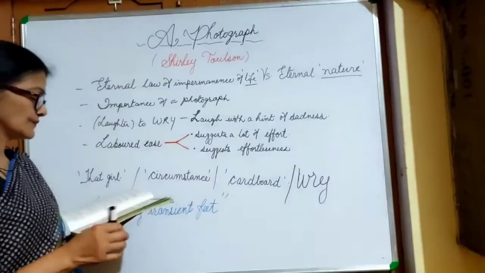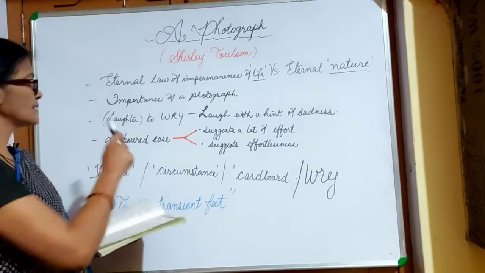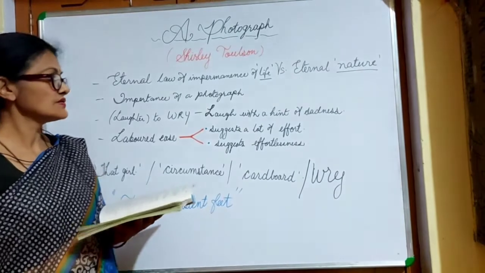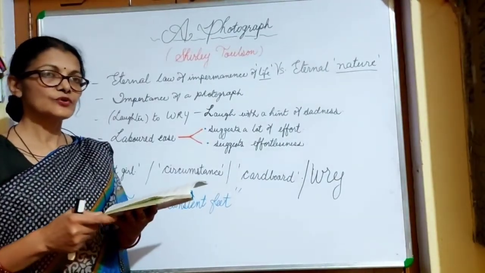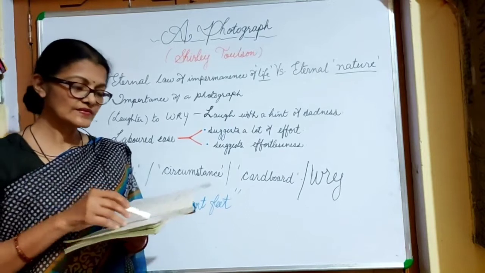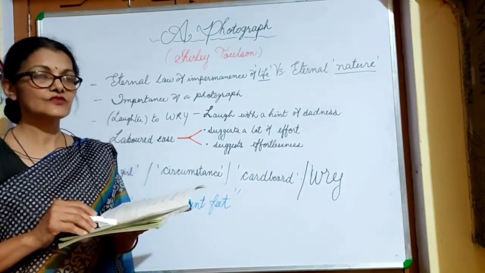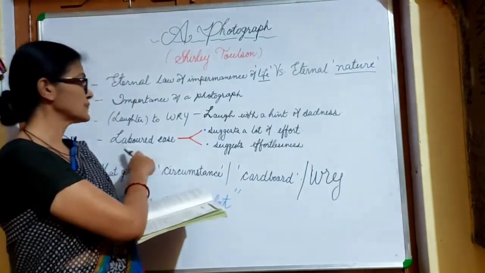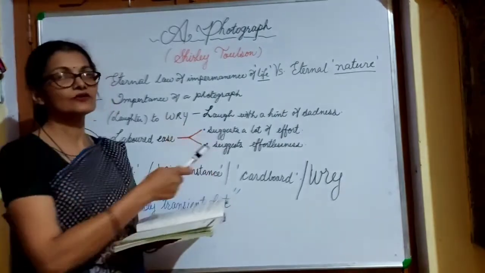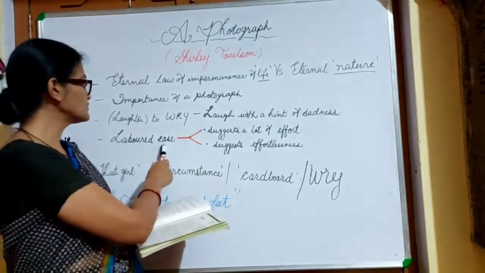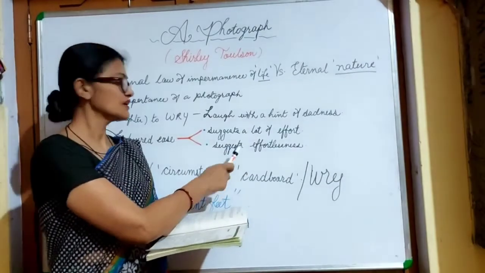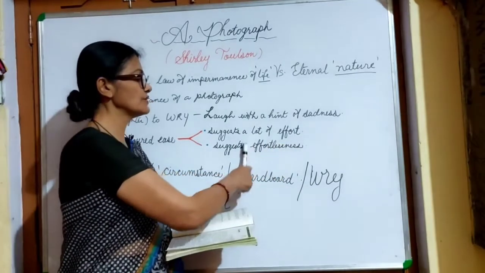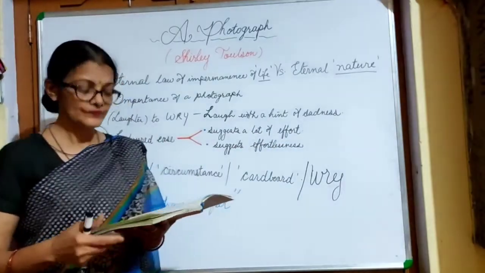With the labored ease of loss. Now, what is labored ease? Okay, there's a contrast here. So there's a poetic device here also. I'll tell about the poetic devices in this poem later, after the end of this poem. So what is the labored ease? Labored, this word suggests a lot of effort. And ease, what does it suggest? It suggests effortlessness. So there's a contrast. One word suggests effort and one word suggests effortlessness.